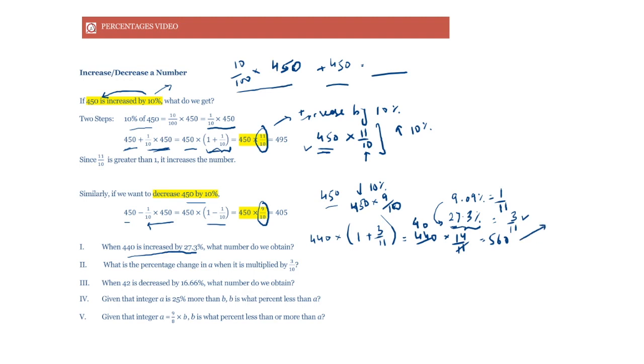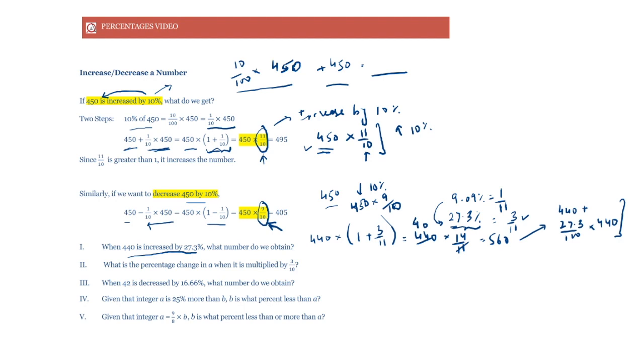Instead of this, for example, if we had to do 440 plus 27.3% of 440, well, this does seem to be a calculation that is much harder to do, isn't it? So that is the reason why fraction percent equivalents help us, especially when we are increasing or decreasing a number. We just find the multiplier that we need to use, and then getting the increased or the decreased number is quite easy. Remember that when we are increasing a number, we are multiplying by a fraction which is greater than 1. And when we are decreasing a number, we are multiplying by a fraction which is less than 1.